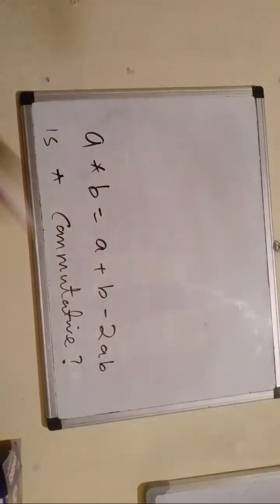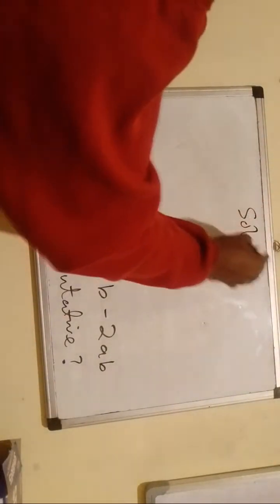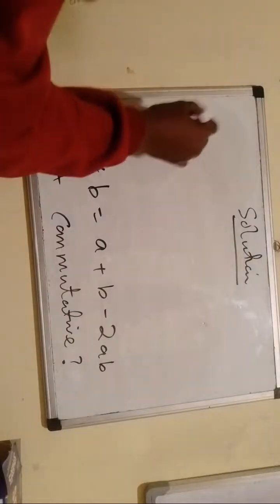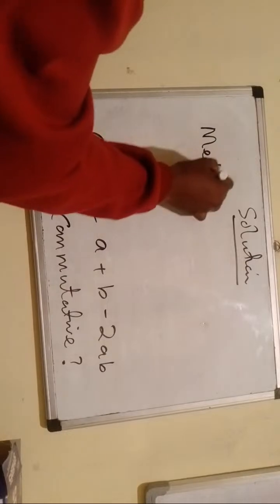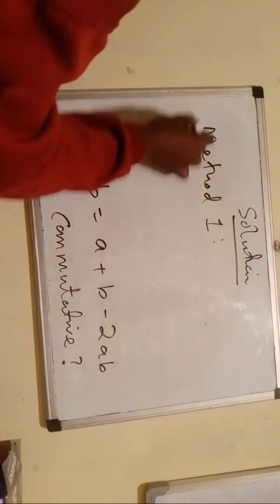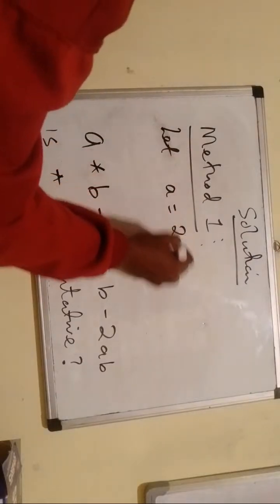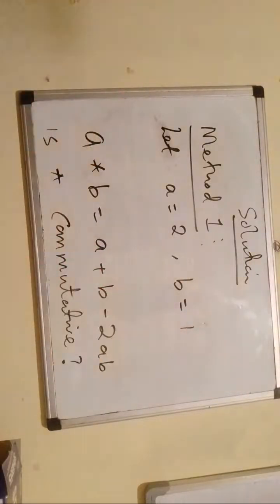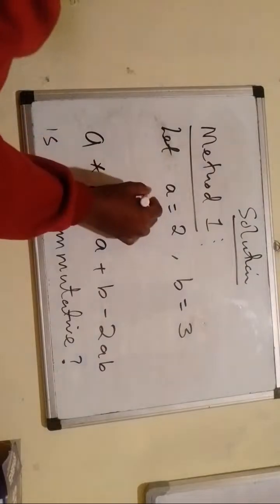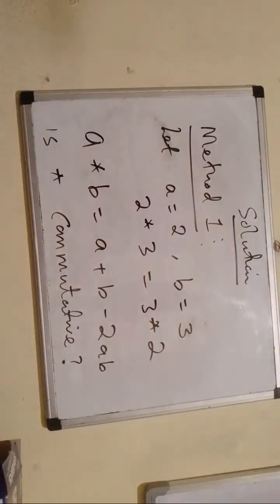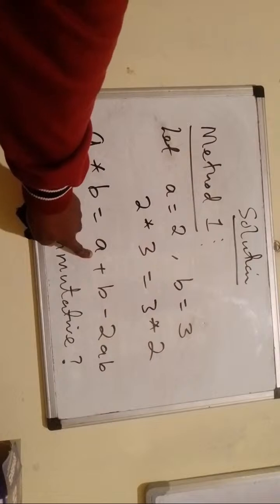Remember, we are writing the solution. We'll prove this in two ways. I'll show you the normal way first, so I'll write method 1. We check: let A be equal to 2, for instance, and let B be equal to 3. So what we want to check is whether 2 star 3 will be the same as 3 star 2, using this rule that we have here. That's what we're interested in checking.